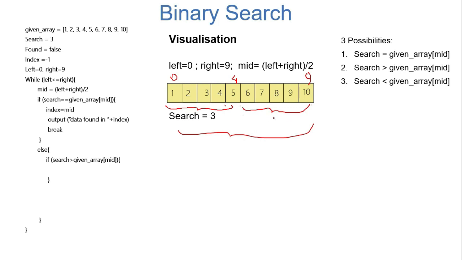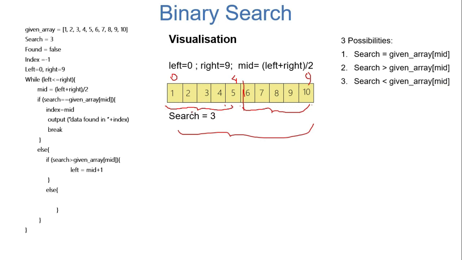Since the searching area is here, instead of 0, I need to update my left with mid plus 1, because I will start searching here. So left is mid plus 1. The third possibility, then I will need else again here. The third possibility is my search is less than given array mid, which means my searching area is in here.